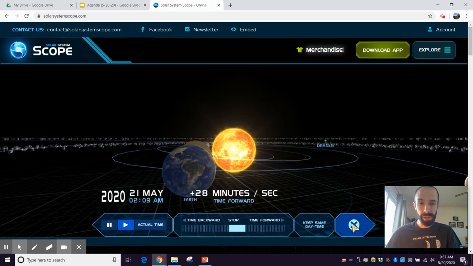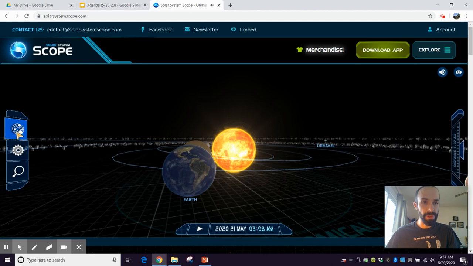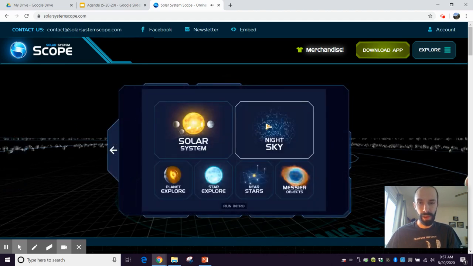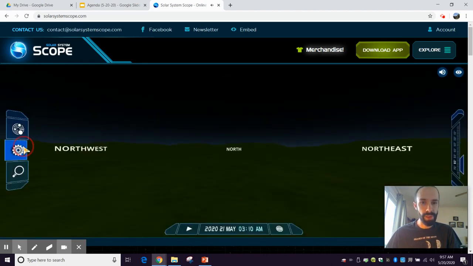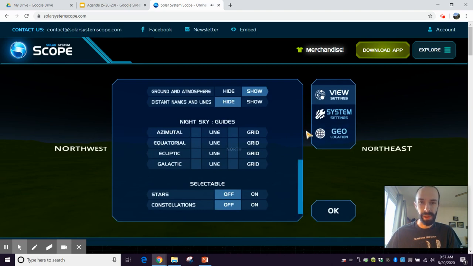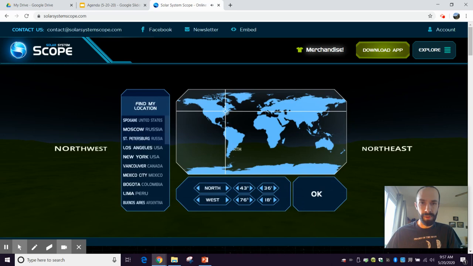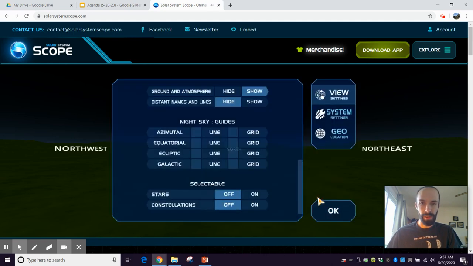And we can look at that a little bit further if we change our model to the night sky model. And we just want to make sure that we're located in the correct location, because it's all going to depend upon our latitude. It's going to depend upon our position. So I have my location set to 43 degrees north, 76 degrees west, which is approximately Syracuse. So I'm going to say OK.